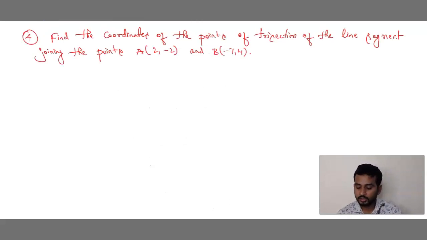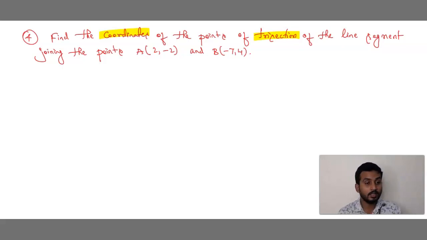Find the coordinates of the points of trisection of the line segment joining the points A of 2, -2 and B of -7, 4. It's a very simple question. See here carefully. He is asking us to find the coordinates. We have to find the coordinates, okay beta? But which coordinates do we have to find? That is of trisection. Now, what do you mean by trisection?